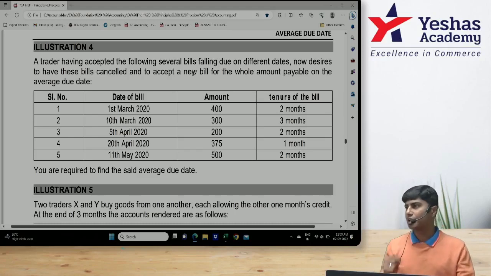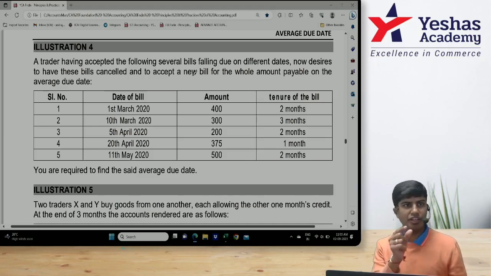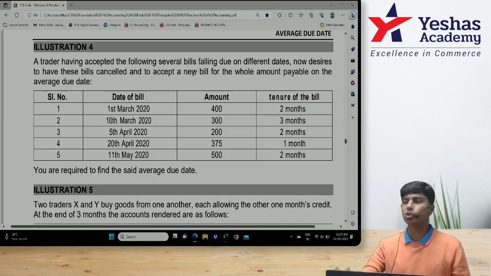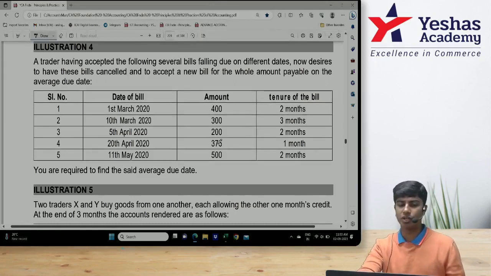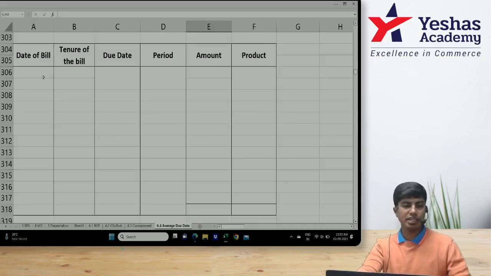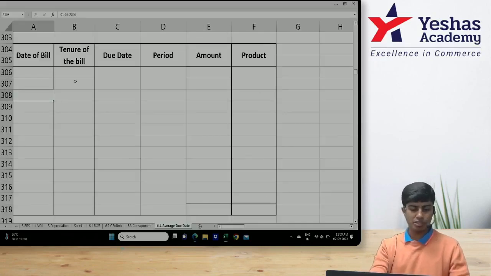Now we will find the average due date for all of these bills together. The date on which the average due date comes out is the date for which we'll sign the new bill. And that will be for the total amount 400, 300, 200, 275, and 500 together. Shall we start? Okay. Let's write the basic data they have given in the question first.